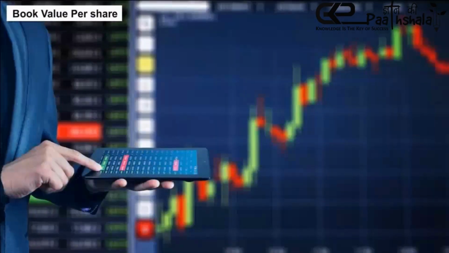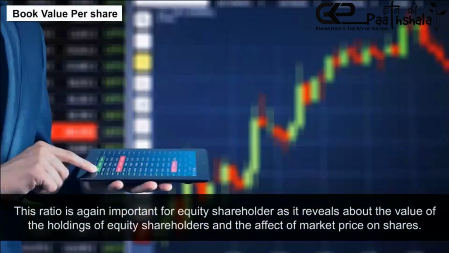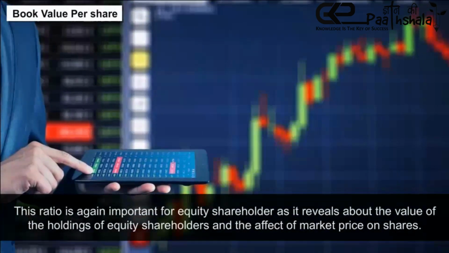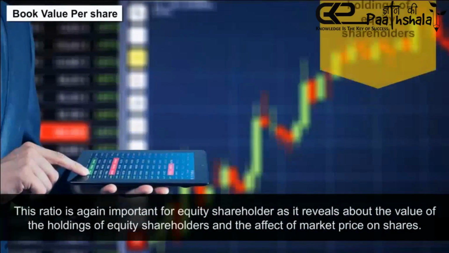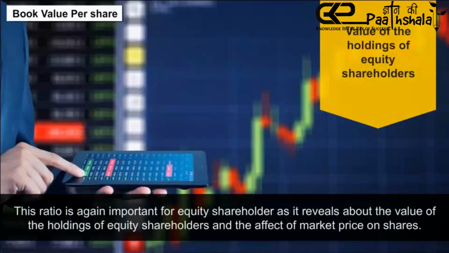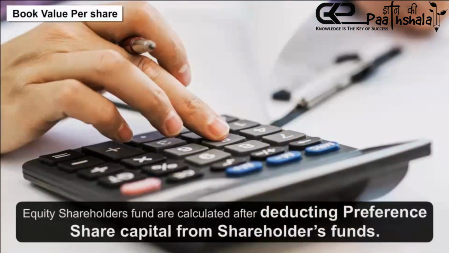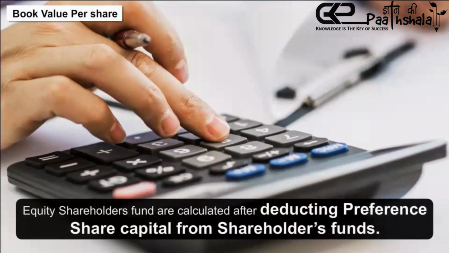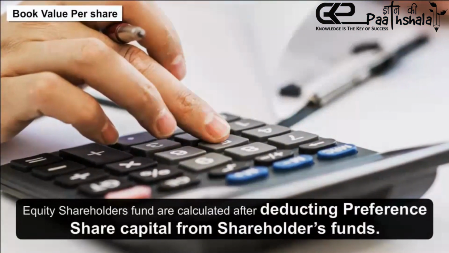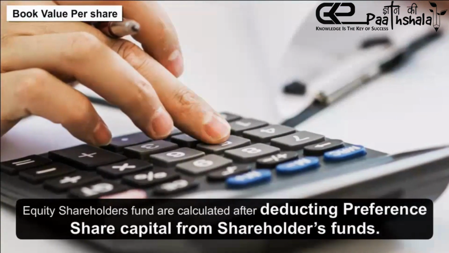Book value per share. This ratio is again important for equity shareholders as it reveals the value of holdings of equity shareholders and the effect of market price on shares. Equity shareholders' funds are calculated after deducting preference share capital from shareholders' funds.